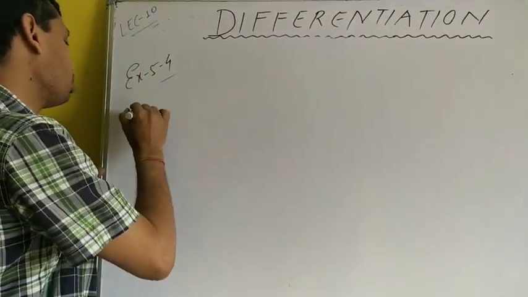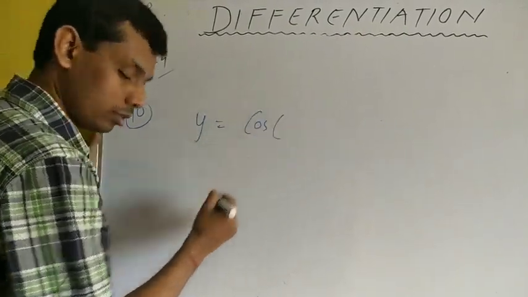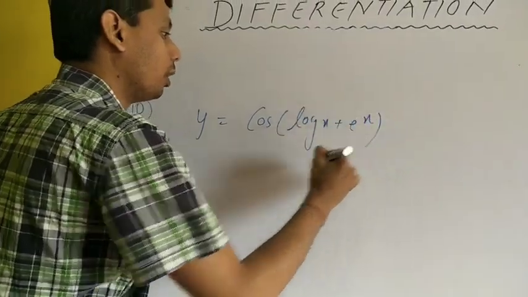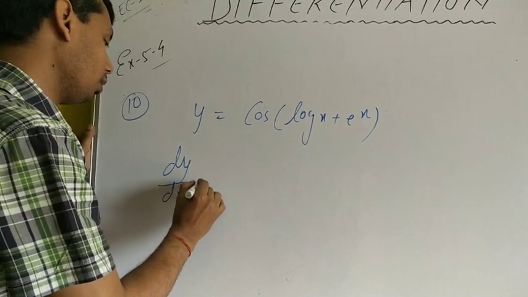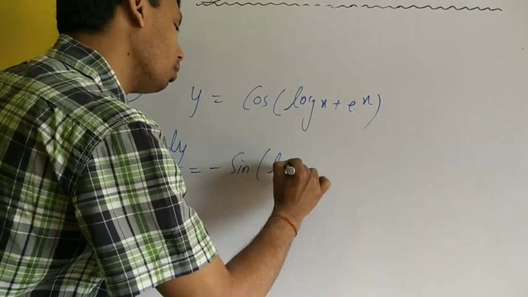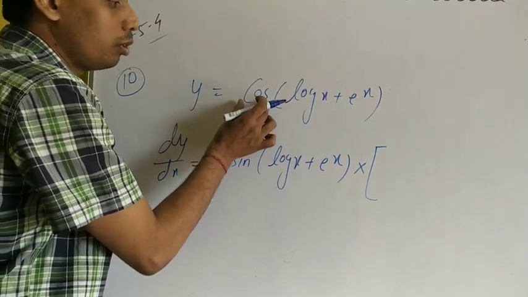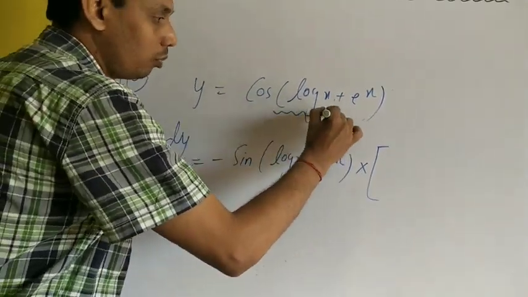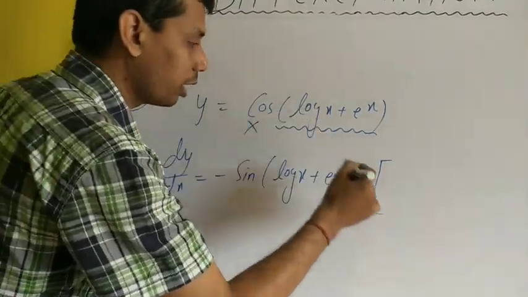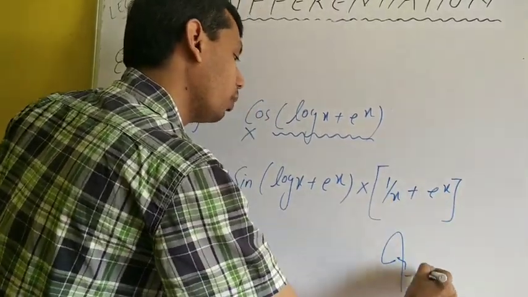Now, the last question of this exercise is question number 10. Here we have to differentiate cos of log x plus e to the power x. Now dy by dx is equal to the differentiation of cos theta, which is minus sin theta. So minus sin of log x plus e to the power x, where this is representing theta for this cos. Now the cos part is differentiated. Now the differentiation of log x is 1 by x, and the differentiation of e to the power x is e to the power x. So this is the required answer.